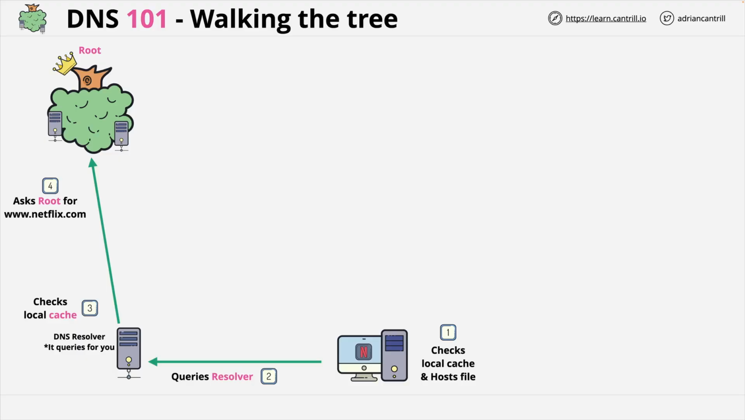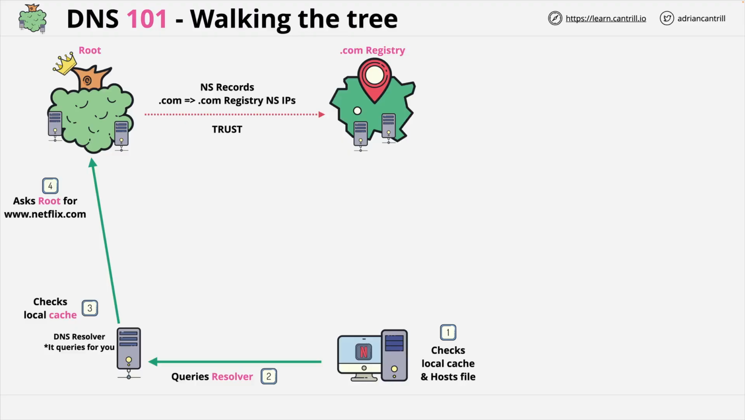The root zone contains records for .com, specifically name server records which point at the name servers for the .com TLD. This is how trust is created and how the root zone delegates control of the .com TLD to VeriSign. So the root servers will return the details of the .com name servers. Now this isn't exactly what we're looking for, but it does bring us one step closer.